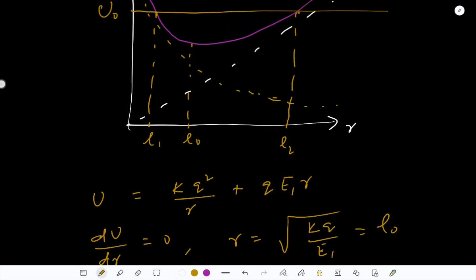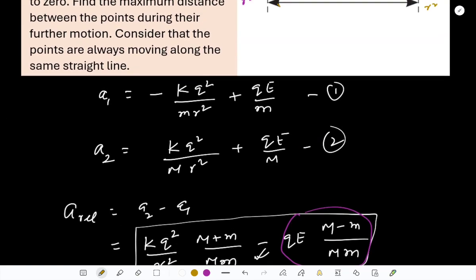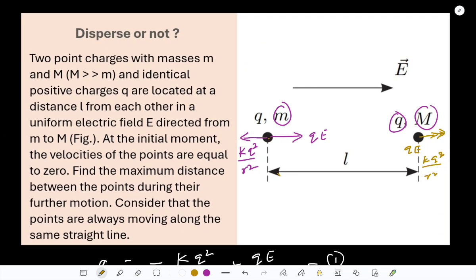So this problem is kind of solved, and this is also a method to solve such kinds of problems.